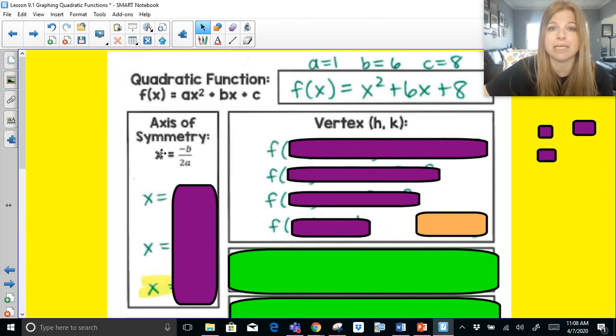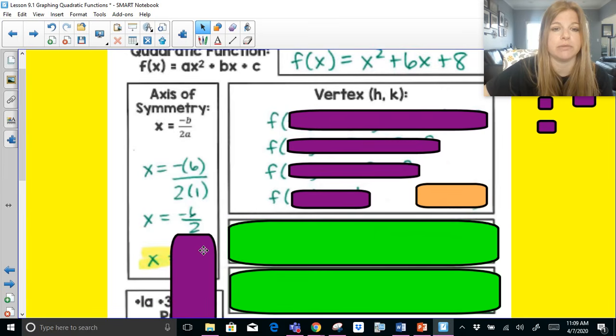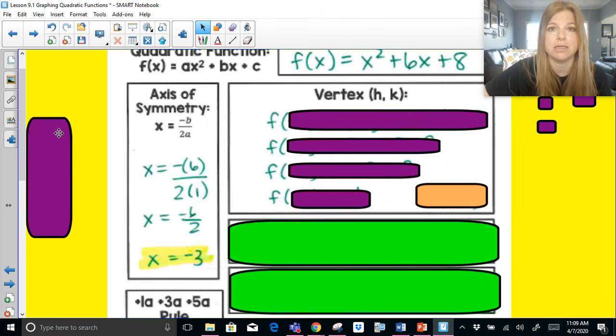I'm going to find my axis of symmetry. My formula is negative b over 2a. So negative 6, I plug in my b value of 6, over 2a, so 2 times 1. This becomes negative 6 over 2, and negative 6 over 2 is negative 3. So x equals negative 3 is going to be that vertical line that's going to cut my parabola in half. We're going to see that in just a little bit.